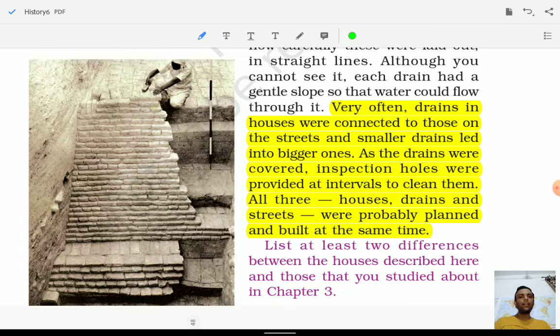In that era they understood the importance of hygiene, and they understood what type of cities they needed to develop, so they developed modern cities, right? Why? Because for houses, drains, and streets, they understood they needed to keep them clean, so they had a proper arrangement for keeping them clean. They were connected, they were covered, right? So you can use this reference.